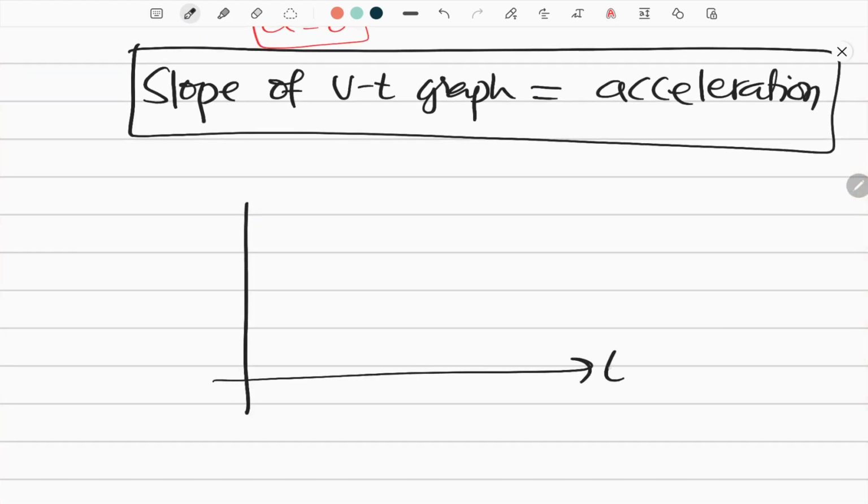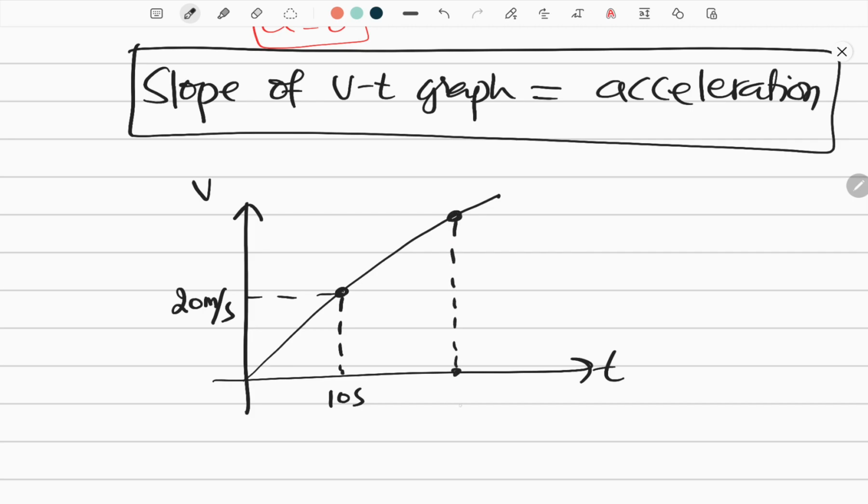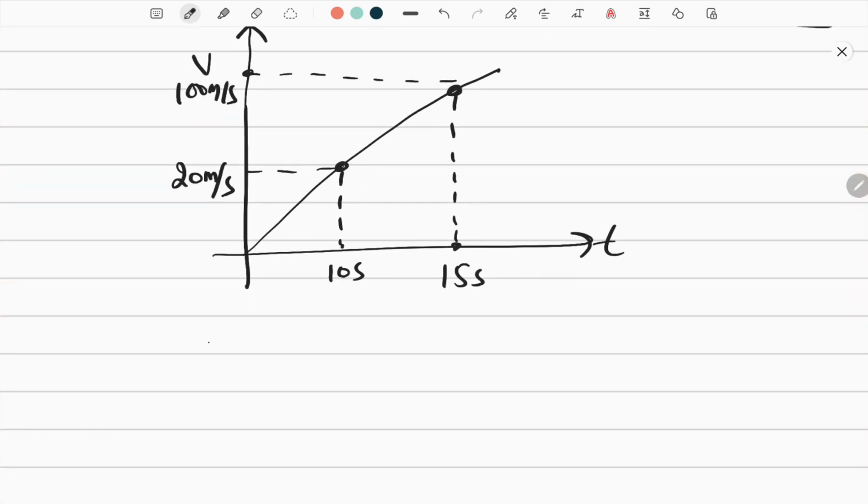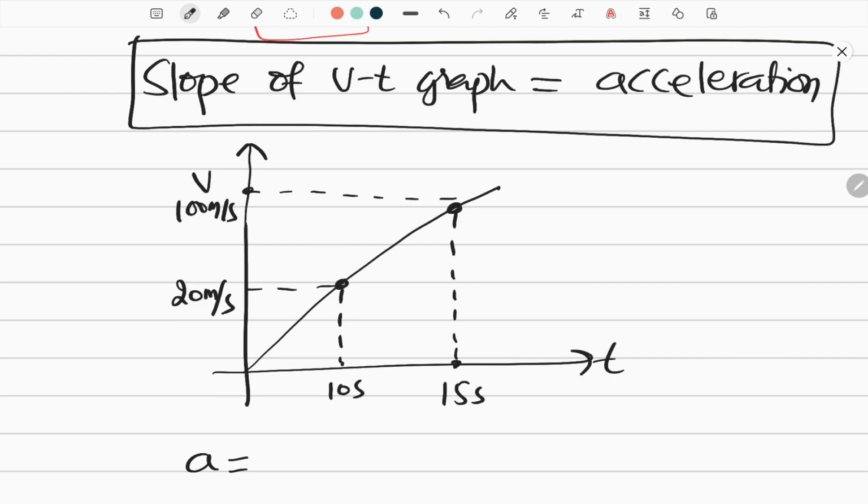For example, this is t and this is v, and here is the graph. For example, it is mentioned as 10 seconds, and this is 20 meter per second, and here is one more point, for example 15 seconds, and here we got some velocity value. For example 100 meter per second, it has reached 100 meter per second. Okay, if you want to take the acceleration, then you have to write the coordinates. What are the coordinates of this point? That is 10 comma 20. And how about this? This is 15 comma 100.